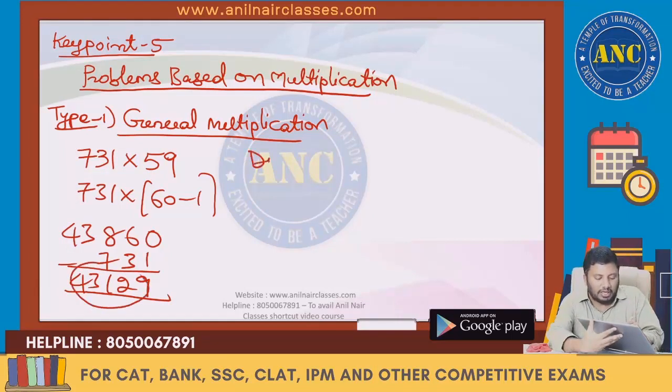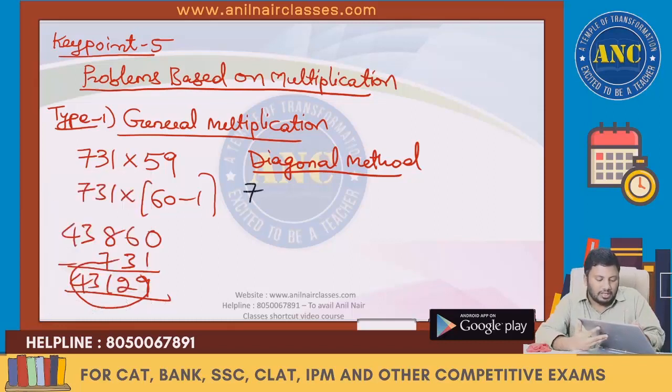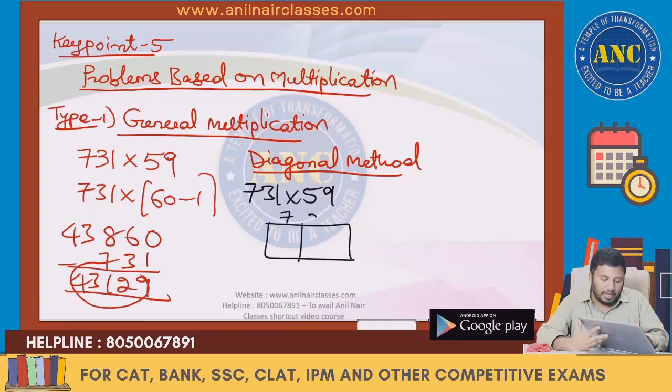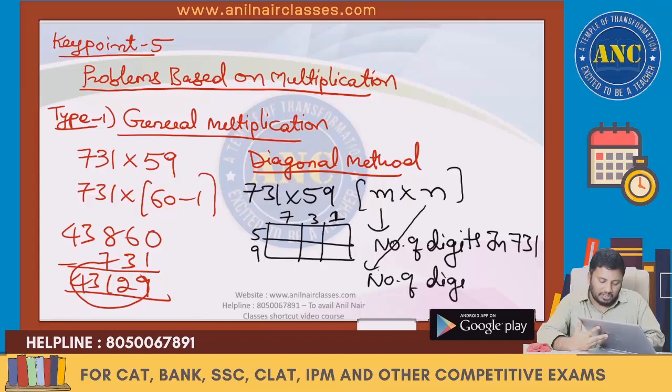In case you want a unique approach, how Hungarian people do this multiplication, the diagonal method. Please don't use it if you find this method to be cumbersome. 731 into 59. Step number 1: make a matrix of size m into n. M is the number of digits in 731 and n is the number of digits in 59.